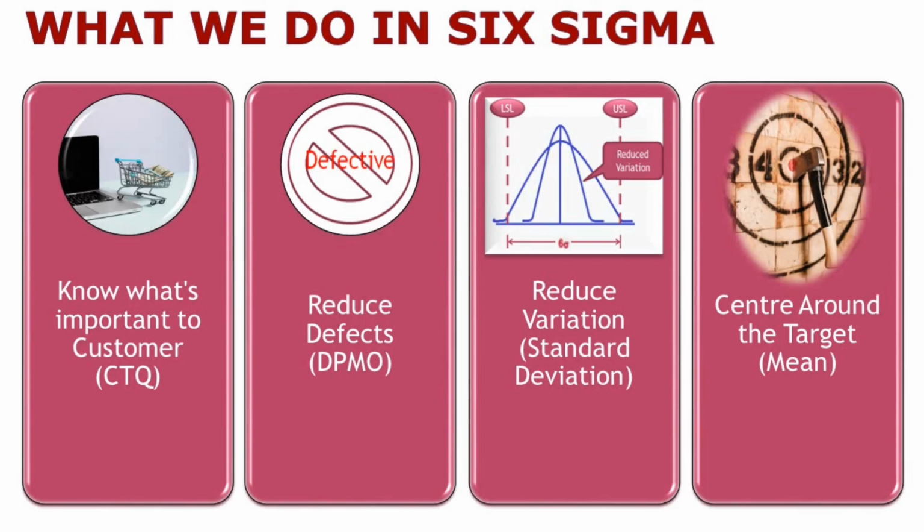We want our processes to hit the bullseye, represented by the mean. Imagine a manufacturing process for filling bottles with a specific amount of liquid. If the filling process consistently delivers the exact target amount, we are centered around the target, meeting our customer expectations. In essence, what we do in Six Sigma revolves around understanding customer needs, reducing defects, minimizing variation, and hitting the target consistently to deliver high quality products and services.